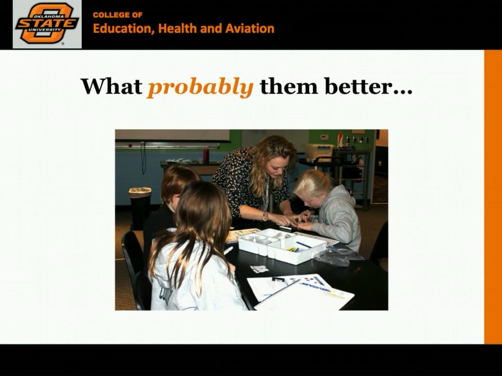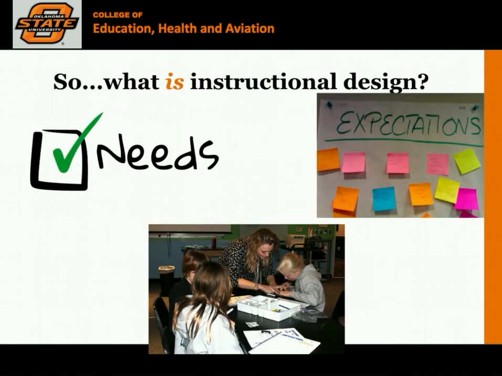So, back to our overarching question, what is instructional design? It's all of those things. It's attending to the learner's needs, having clear instructional objectives or outcomes, allowing learners to practice concepts and skills, and aligning assessments to those objectives in practice.